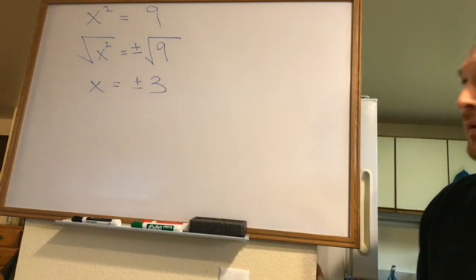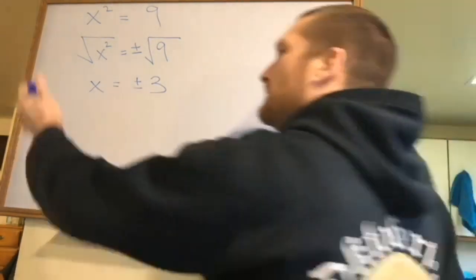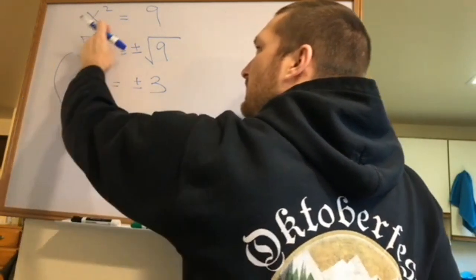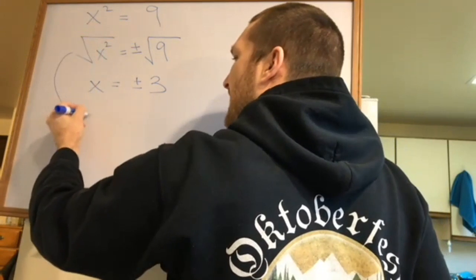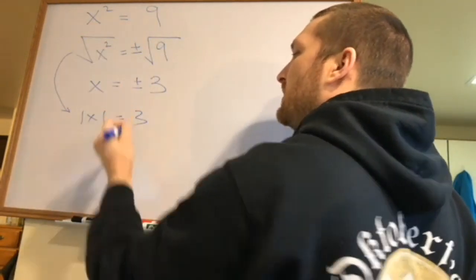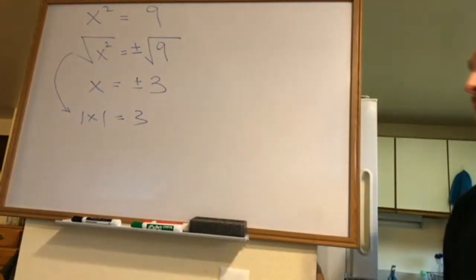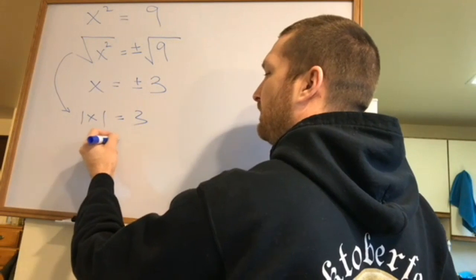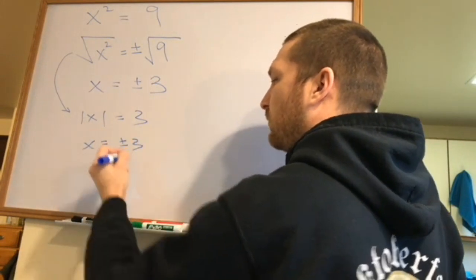Now, the way that the book has been doing it is to say that the square root of something squared is the absolute value. And then we take the square root of that and get 3. And so the absolute value of x is 3. Well, that means that x is either positive 3 or negative 3.